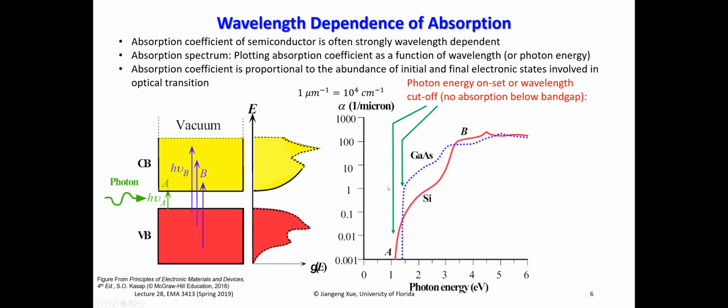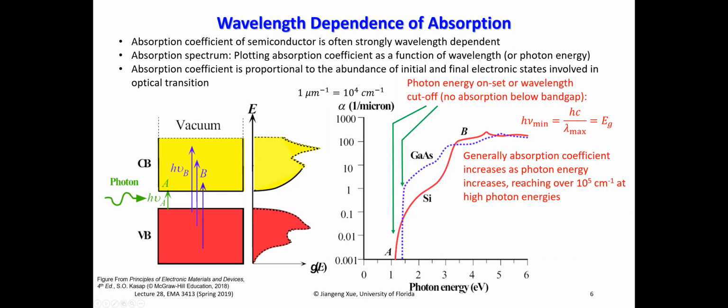One is the cutoff or the onset of absorption, depending on which direction you are looking at. That absorption onset or the wavelength cutoff is related to the band gap of the semiconductor. So you have a minimum frequency or maximum wavelength for the light wave that can be absorbed. And in general, as you go up in photon energy or down in wavelength, the absorption coefficient will increase. That indicates that more and more electronic states can participate in this absorption process. You can get to 10^5 inverse centimeter for the absorption coefficient at high photon energy.